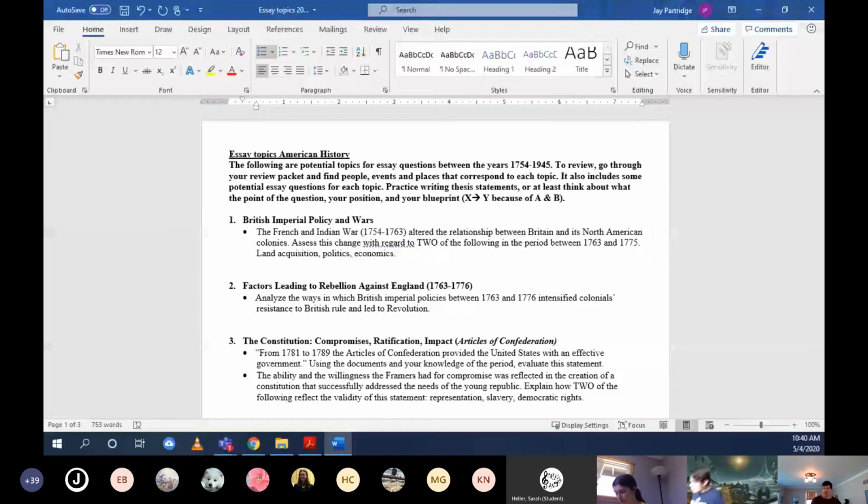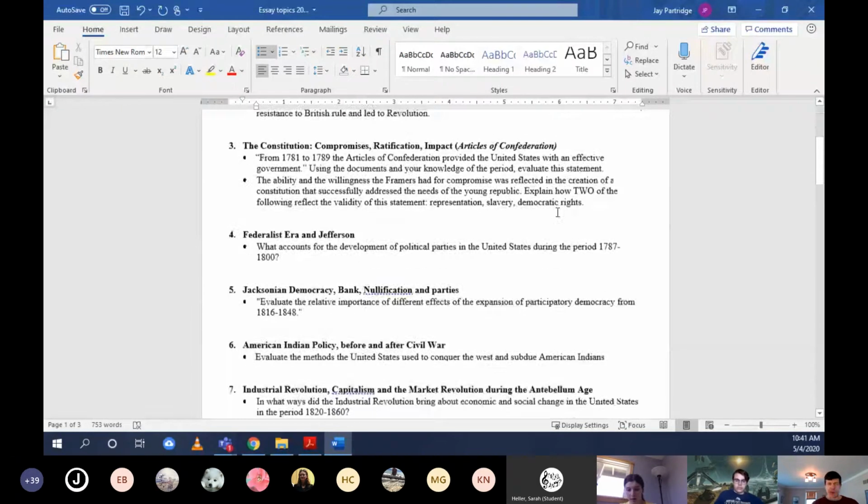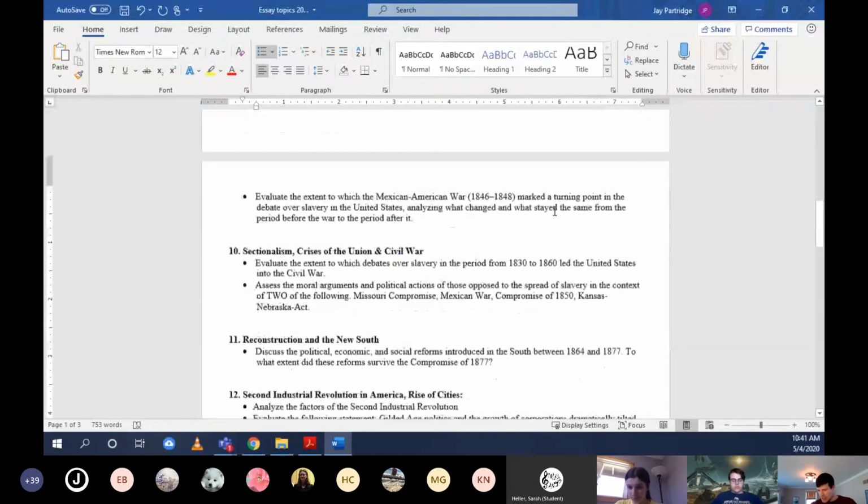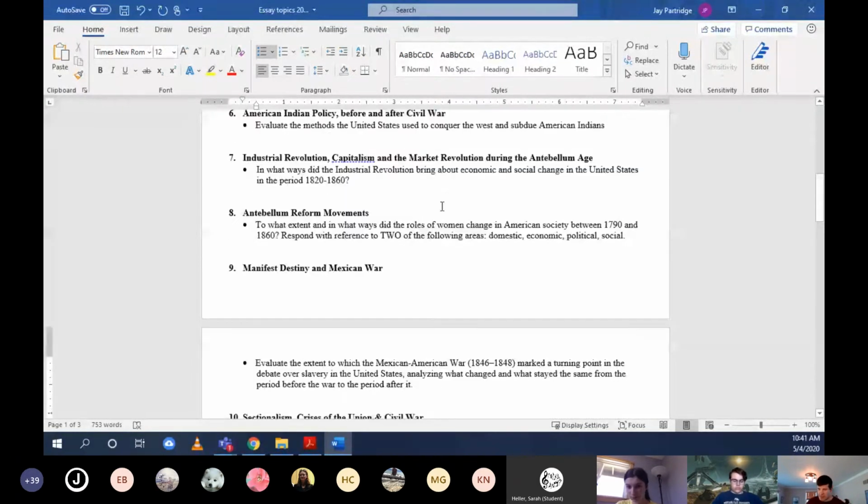I made a couple changes with it, but what I did is I went through the main factors, main issues of the eras between the French and Indian War and World War II. So things like Antebellum Reform, Manifest Destiny.